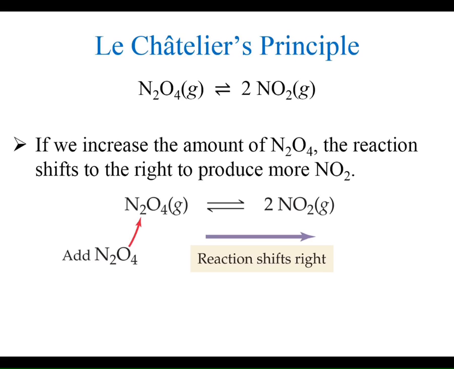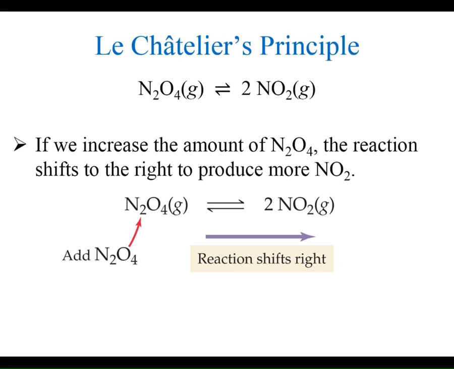Well, how can this reaction react? What can it do, basically, in order to compensate for all of the extra N2O4 I have on this side? Well, the way to get rid of the N2O4 is to begin to shift to the right and gobble it up and turn it into NO2. So in this case, if I added a reactant, the reaction would shift to the right, because that's the way you can use up a reactant, is turn more of it into NO2.